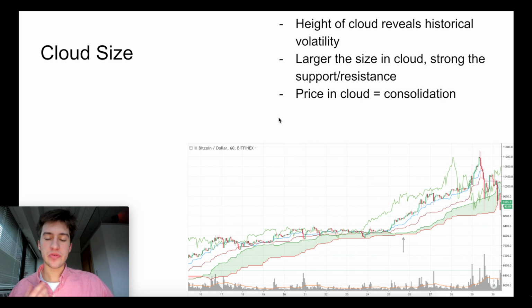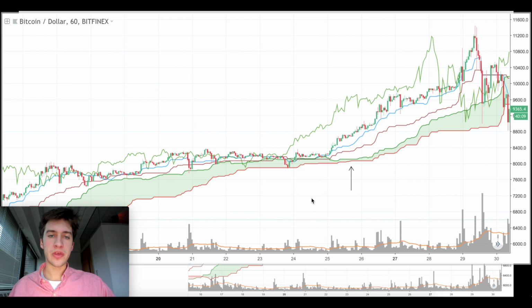Cloud size. This is a topic I don't think I covered at all in my beginner video. This is really looking at the height of the cloud or the lack of height of the cloud. The height of the cloud reveals the volatility and the price fluctuation of the market. When you see a very thin cloud like this, you know that the midpoint of the last periods is likely not changing much. This was very thin because you can see that there's really not much price change. The midpoint just kind of stays here.